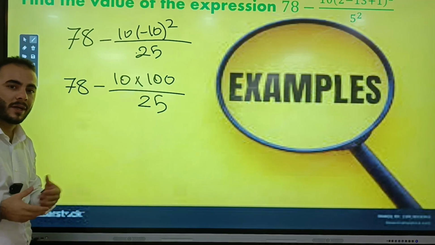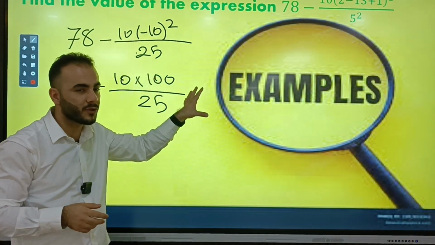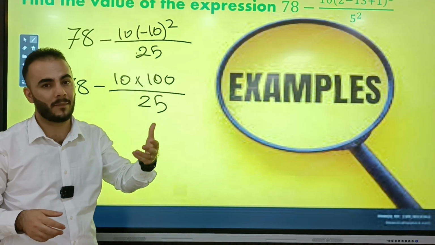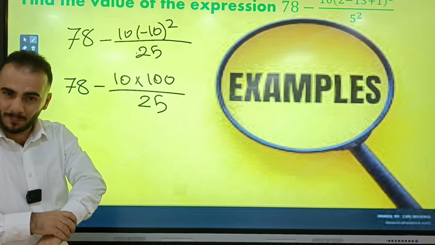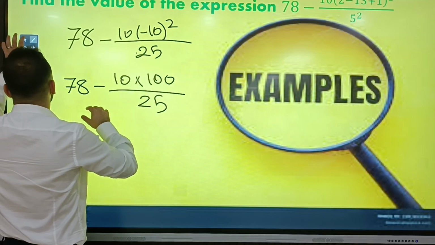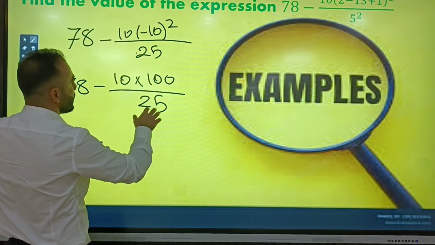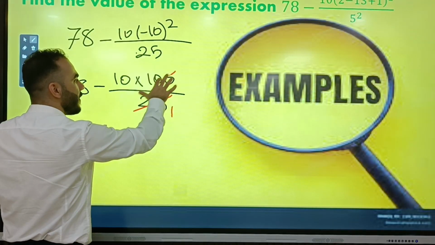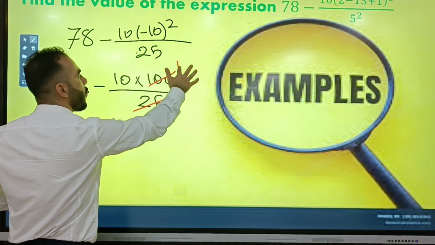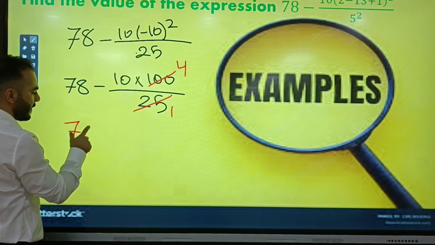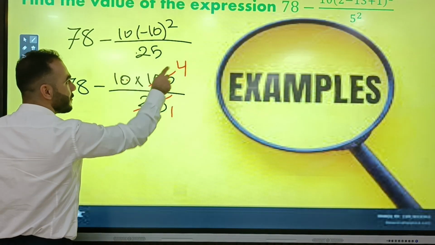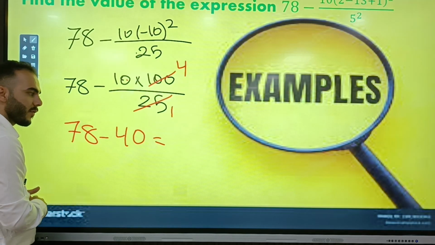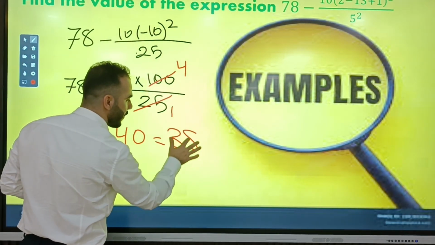So there are two ways here. Either you can multiply this 10 by 100 and then divide by 25, which I'm not going to suggest to you. Use simplification. Easily you can say that 100 divided by 25 is 4. So we have 78 minus 10 times 4, which is 40. So 78 minus 40, I'm pretty sure you know the result, which is 38.